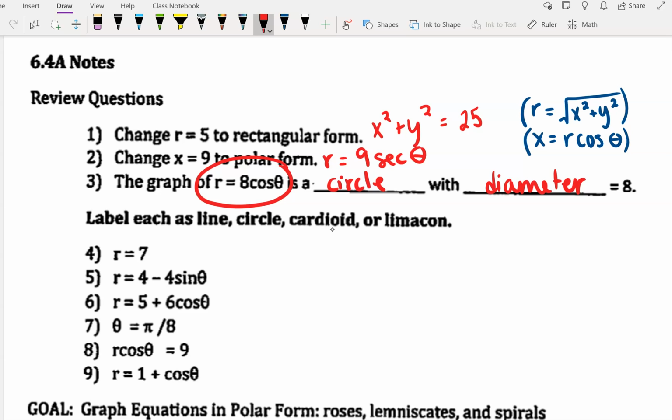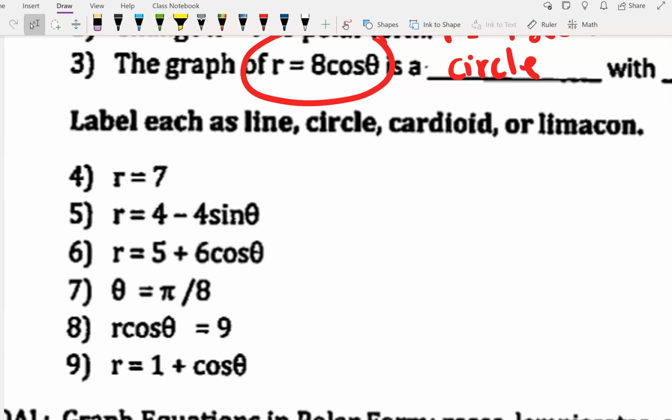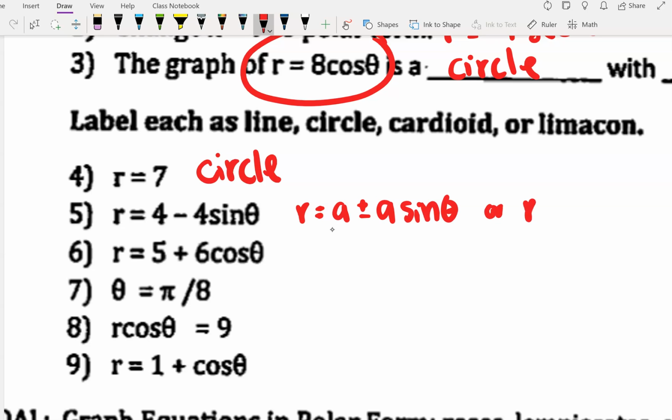All right, next section, label each as a line, circle, cardioid, or a limacon. So number 4, we could, if we wanted to, convert some of these to rectangular, but hopefully at this point you recognize if r is 7, so we've got a radius of 7, that's just going to give us a circle. Number 5, if something's written in the form of r equals a plus or minus a sine theta, or r equals a plus or minus a cosine theta, that's just going to be a cardioid.